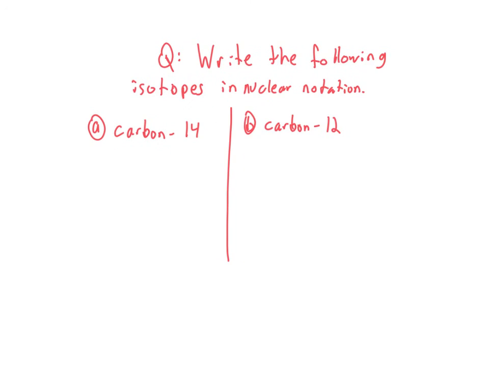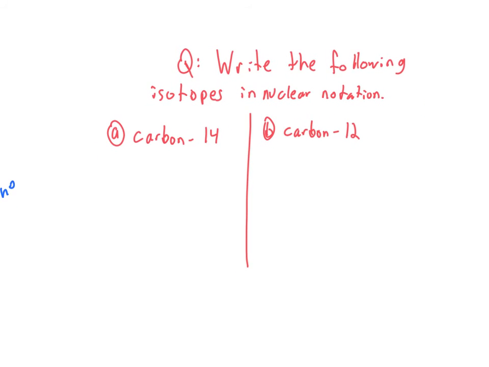What I want to do, one last question with you here, guys, just to practice this once again. Write the following isotopes in nuclear notation. Once again, guys, an isotope is an element that has the same number of protons, but a different number of neutrons. So if you want to go ahead and try this, go ahead, please.